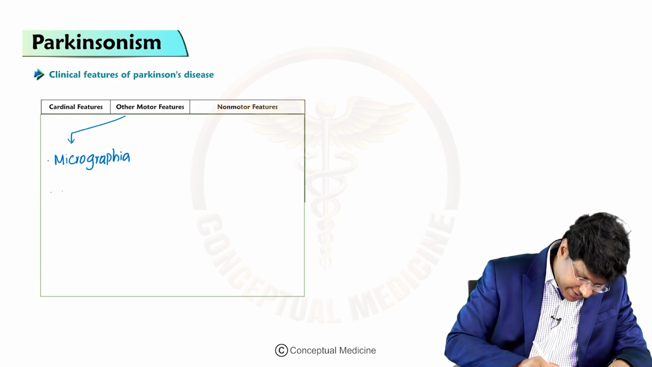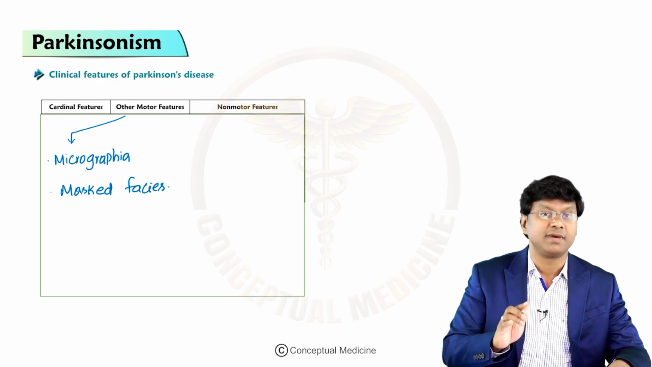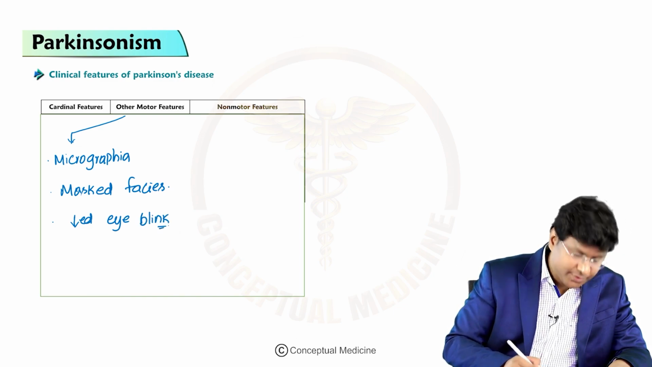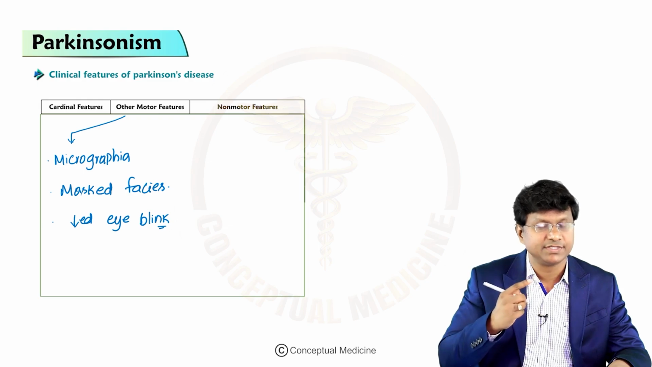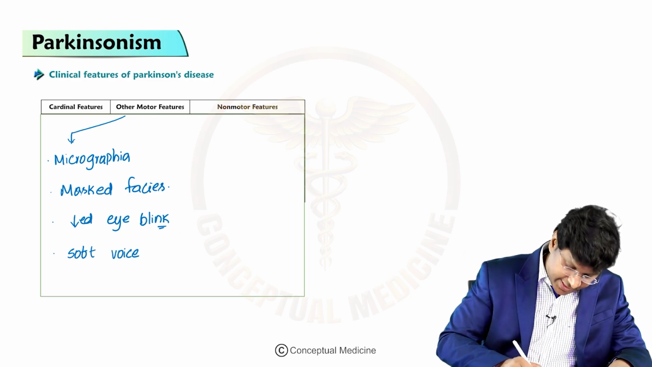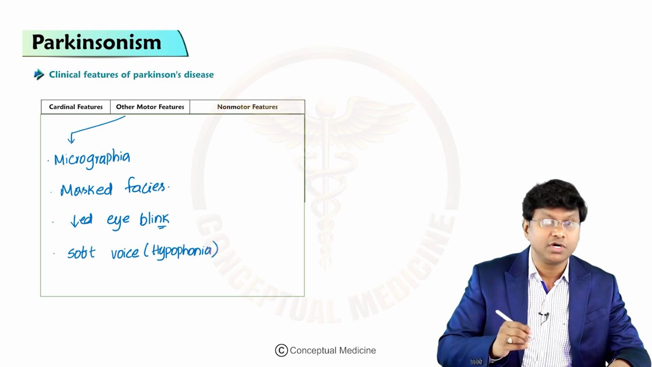Then they have what is called masked faces, where you have the expressionless face. You don't have any expressions within the face, that is called masked faces. And then reduced eye blink, that is slowness of the movement of the eyelids. Then followed by that, you have the soft voice, and this soft voice is called hypophonia.